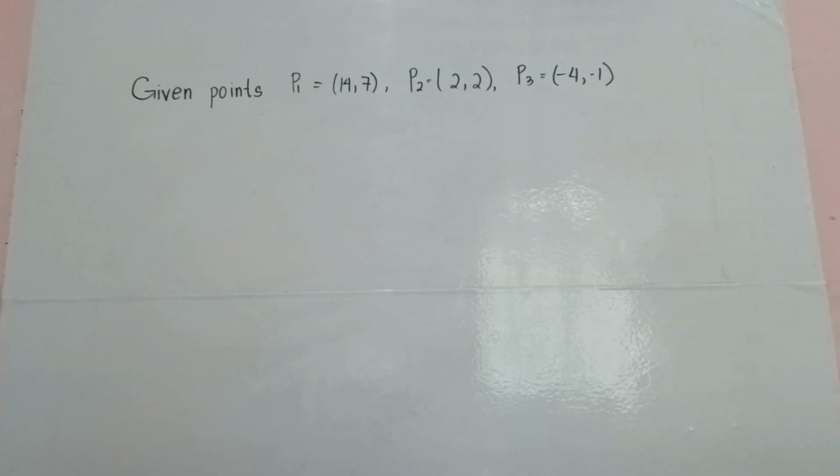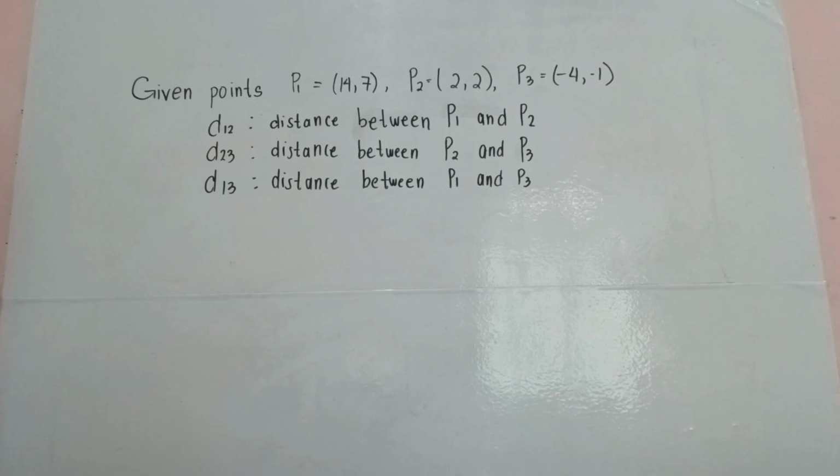Example number 1. Determine if the points (14, 7), (2, 2), and (-4, -1) lie on a straight line. To answer this problem, let us use the distance formula. The distance formula helps us calculate the exact distance between 2 points in a coordinate plane. By comparing the distances between the points, we can determine whether the 3 points lie on a straight line.